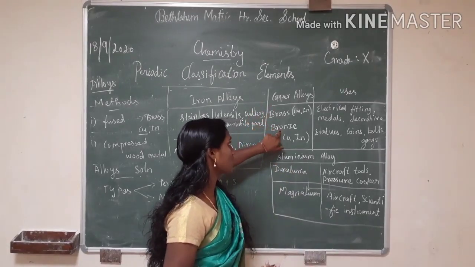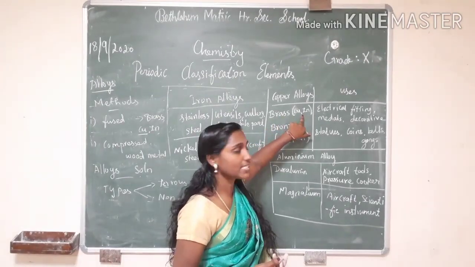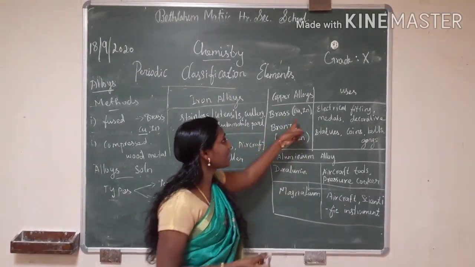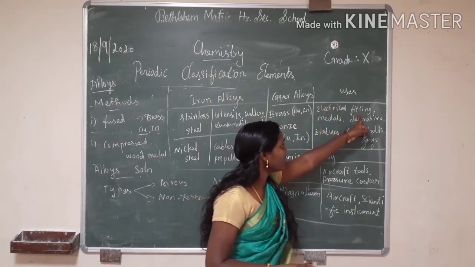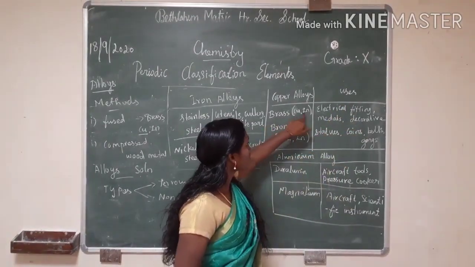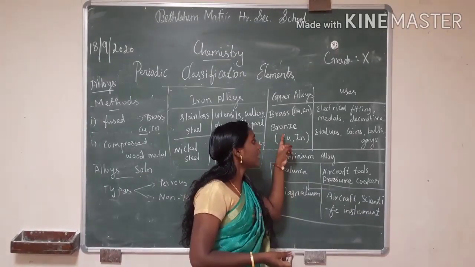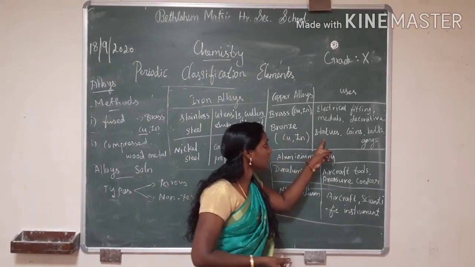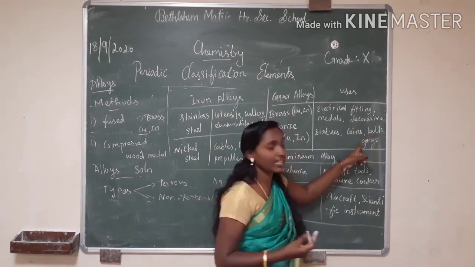Brass and bronze. This brass contains what are the metals? Copper and zinc. This brass is used as electrical fittings, medals, decorative items. Then bronze, this bronze is used to make statues, coins, bells and gongs.